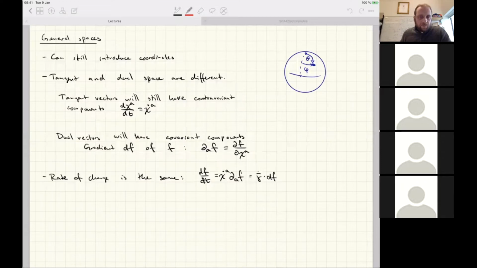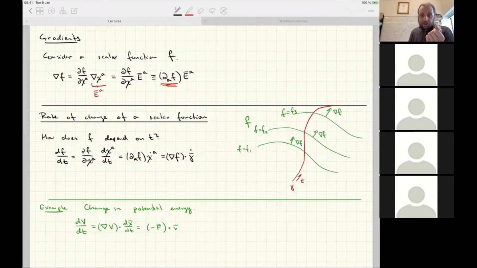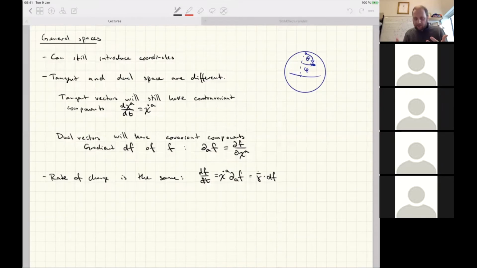Would you mind repeating the very last thing you said? Yeah, so about the rate of change. The rate of change is just as we had in the Euclidean space, where we had this expression for the rate of change. That expression is still valid, because it's just a chain rule. So if I look at how f changes with respect to the curve parameter, that's still going to be given by this same expression, which I'm just going to call the inner product between this tangent vector and the dual vector.